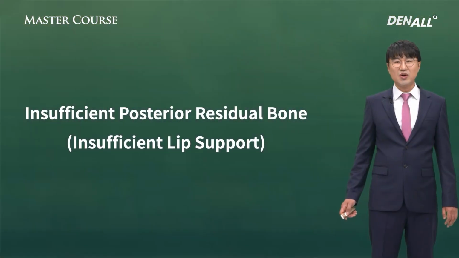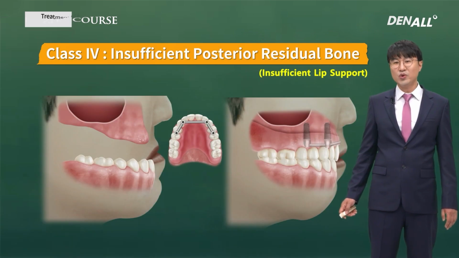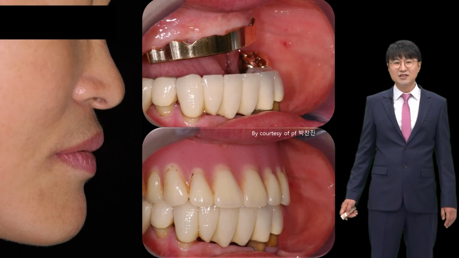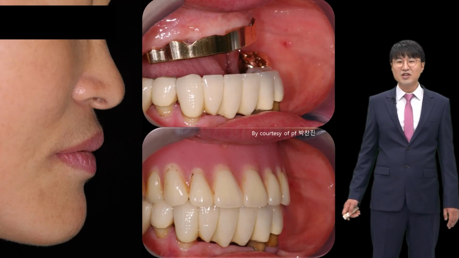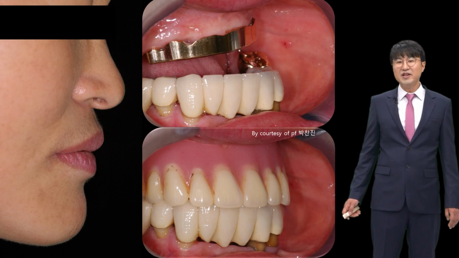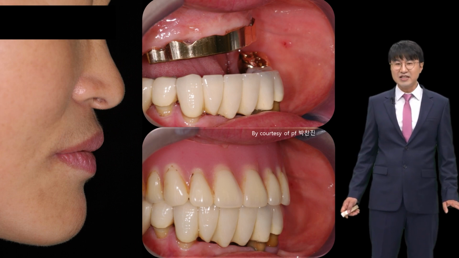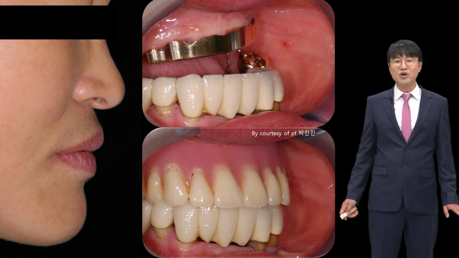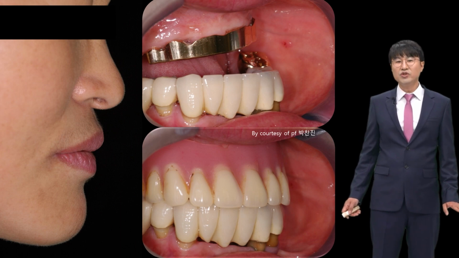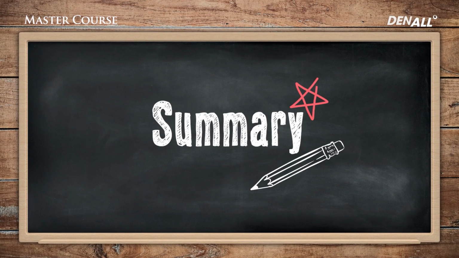So if there's insufficient bone and insufficient lip support, what to do? Let's look at it. You could think about a bar overdenture. I didn't have a good case, so I borrowed one from another professor. Using the splint bar, you could have stable implants, and you could also have a better facial form. So it's a good option.